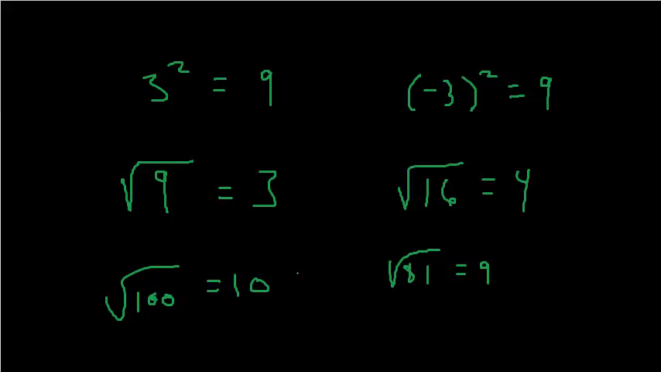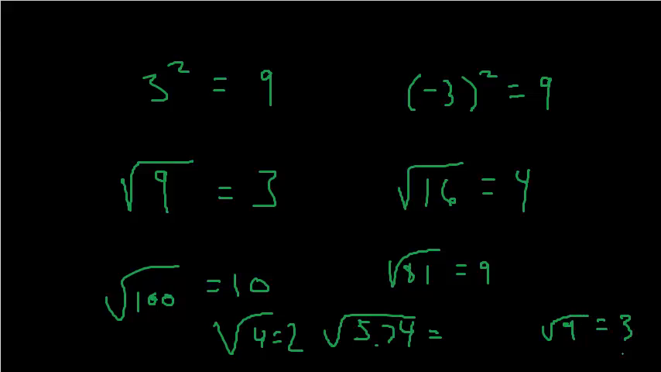For example, the square root of 5.74. This is not a perfect square. It does fall somewhere in between the square root of 4, which we know to be 2, and the square root of 9, which was 3. So this answer should be somewhere between 2 and 3, and it is about 2.40 if you go ahead and plug that square root into your calculator.